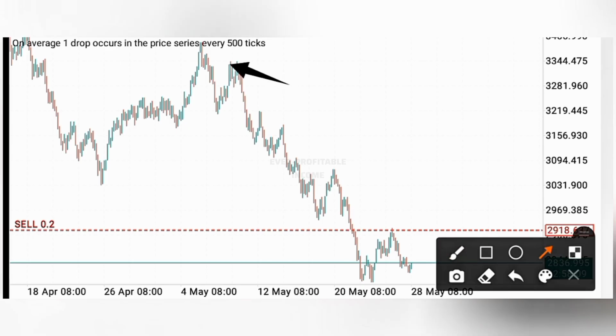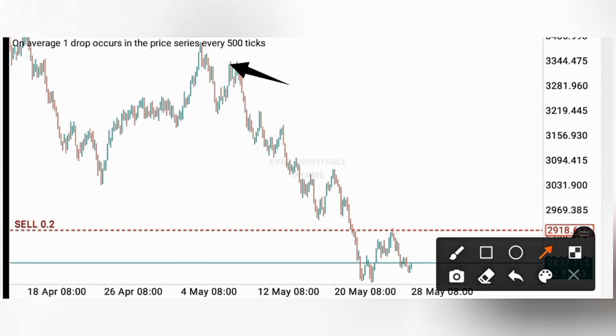For example, we have this swing high here. It has a lot of candlesticks connected to it. But when you look at these other swing highs, you can see that they have fewer candlesticks connected to them. So if you try to connect those ones, the trend line might not really fit in.